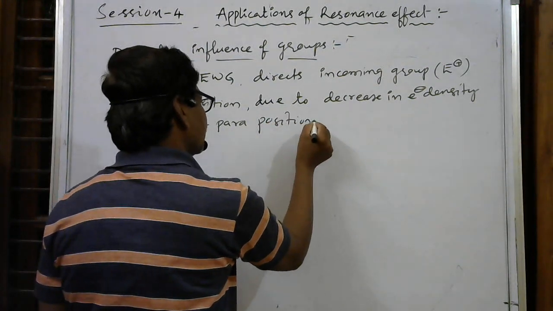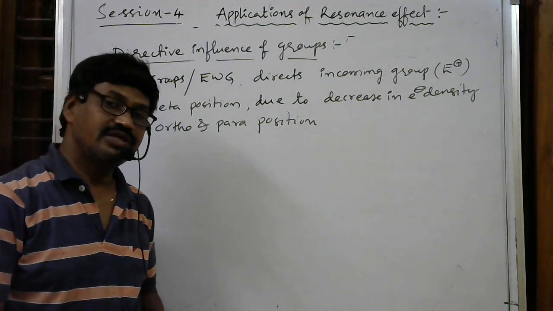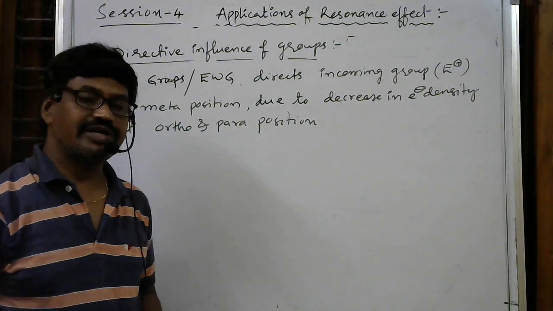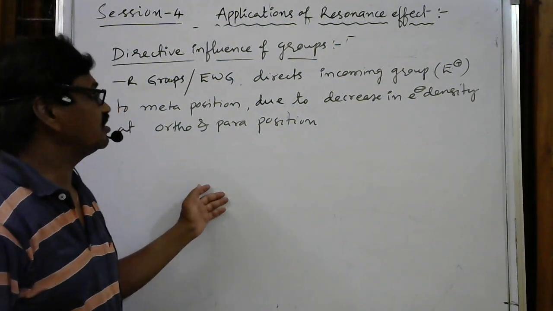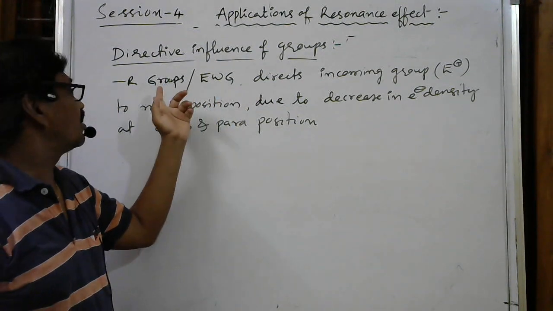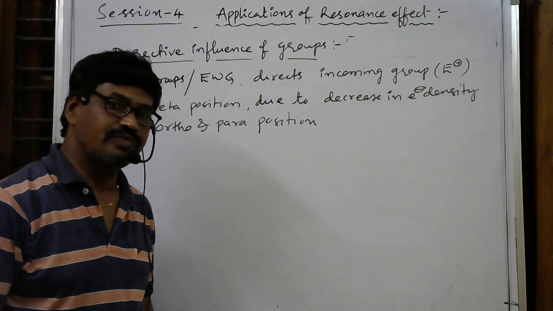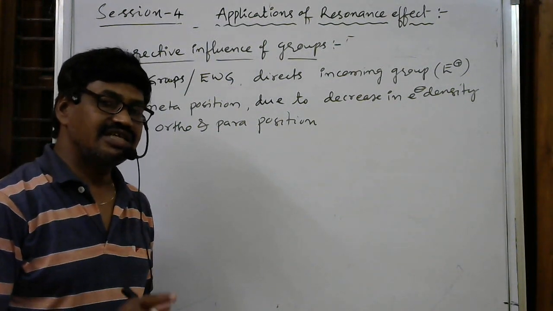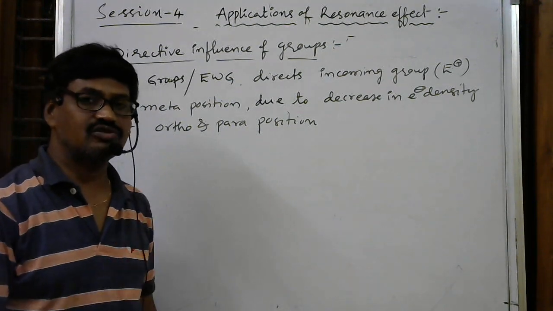Maybe in the options they may give, because the electrophile is coming toward the meta position, an increase in electron density at the meta position. That is not correct. One of the options may be that, but what is the correct option? Electron withdrawing groups or minus R groups direct the incoming electrophile to the meta position. It is due to a decrease in electron density at ortho and para, otherwise getting positive charge at ortho and para.